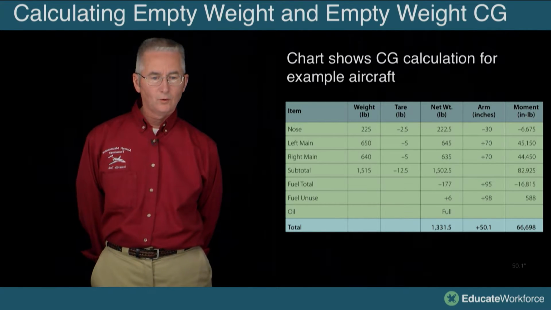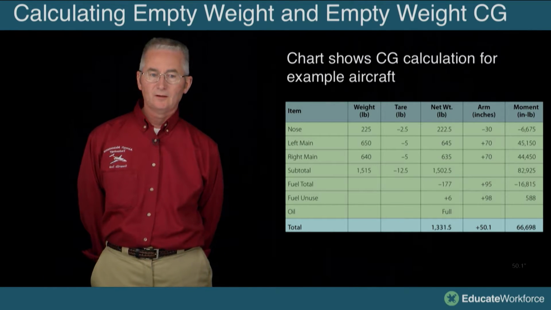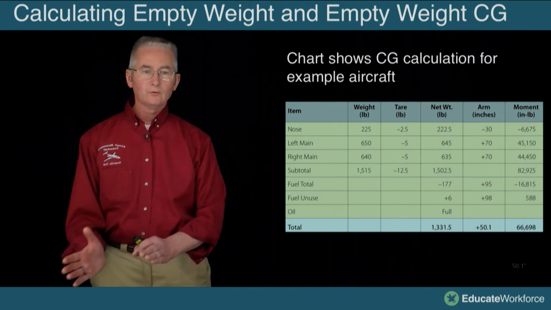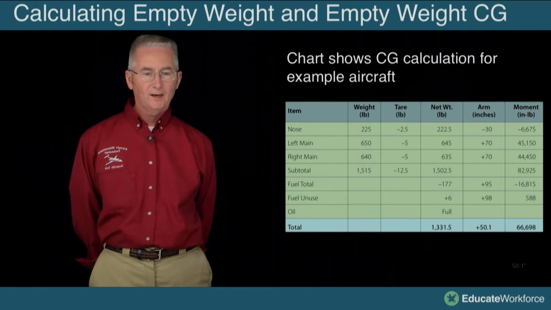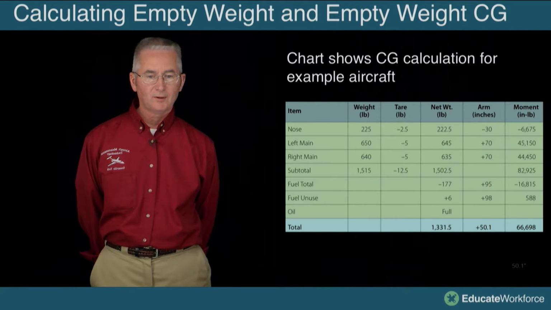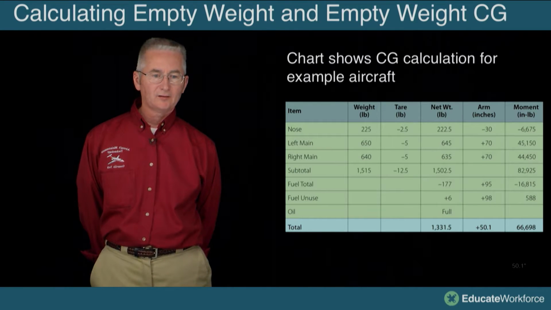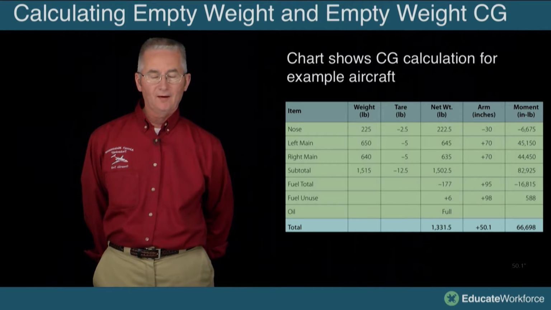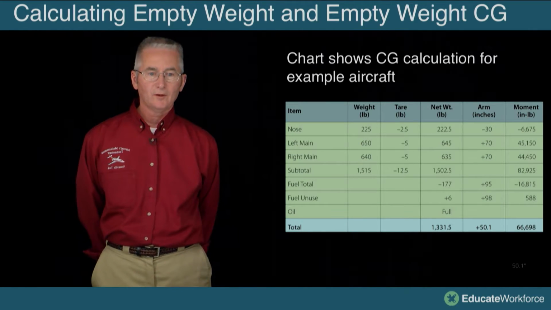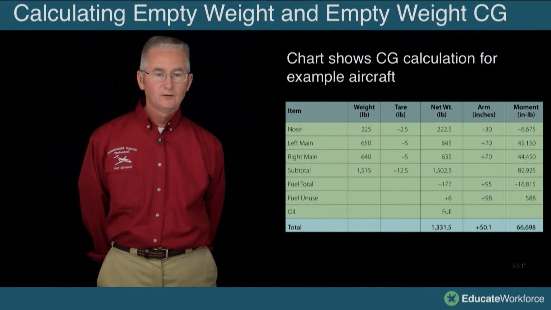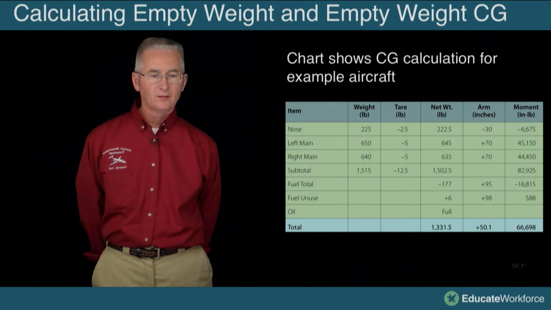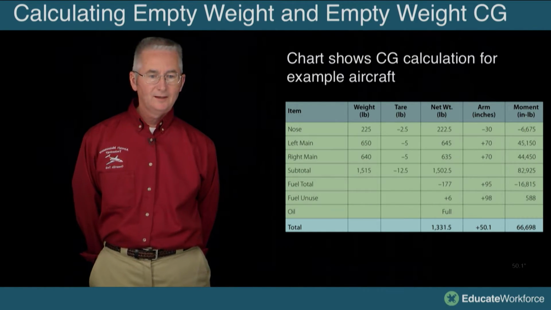Giving us a total weight, and then we need to subtract from that. Remember, we said we had 30 gallons of fuel, so we're going to subtract the fuel at 5.9 pounds per gallon, or 177 pounds. Then we have to add back in that gallon, or that 6 pounds of fuel. The oil is full, so that's acceptable. Remember, after 1978, we're going to calculate weight and balance using a full oil tank. So we have a total weight of 1,331.5 pounds.